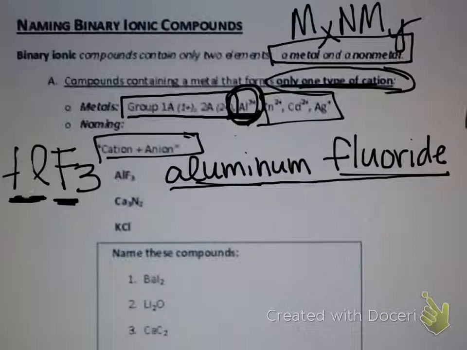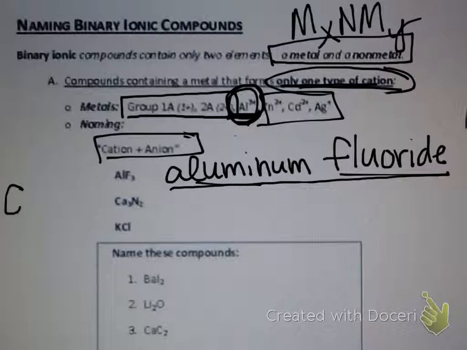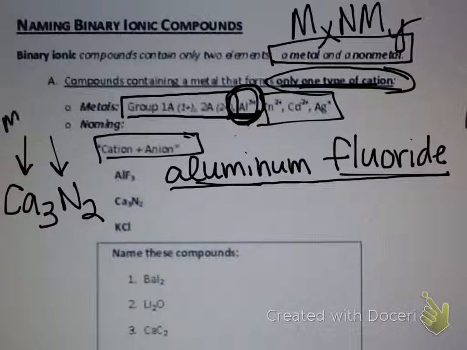Let's do a different one. The next one we have here is Ca3N2. We notice that Ca is calcium, N is nitrogen. So when you evaluate, you've got a metal, you've got a nonmetal. So really what you have is a cation and an anion. This is an ionic compound.